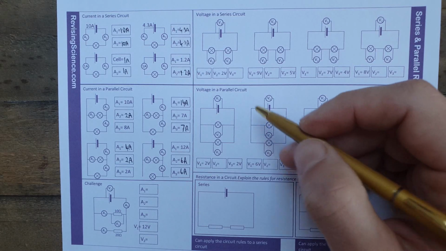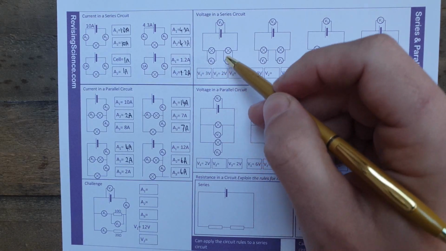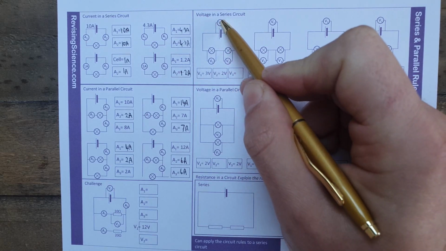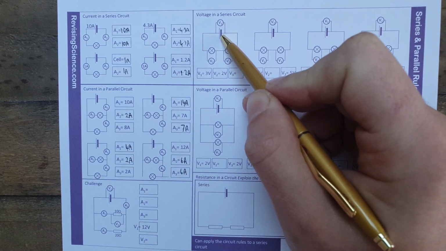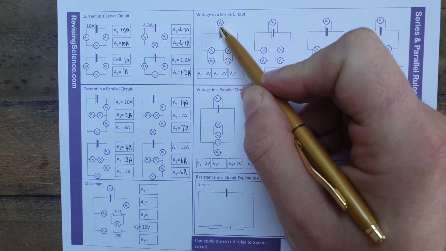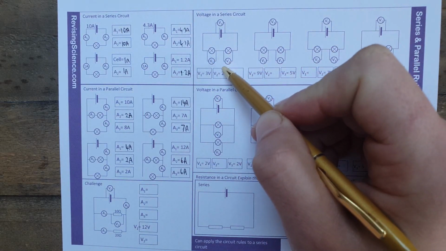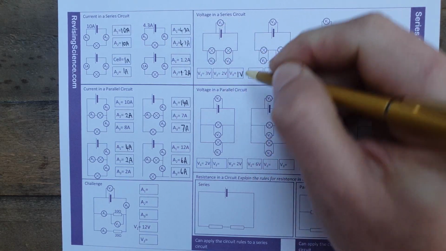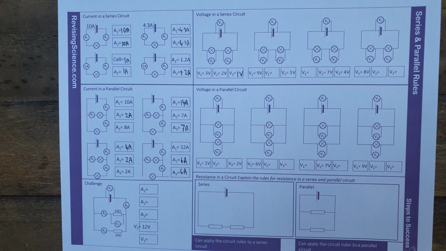Over to the potential difference, or the voltage. So in a series circuit, the voltage across each component adds up to the voltage across the power supply. So in this example here, we've got V1 is 3 volts, V2 is 2 volts. So this one plus this one must make 3 volts. So 2 plus 1 volt is going to give us 3 volts.